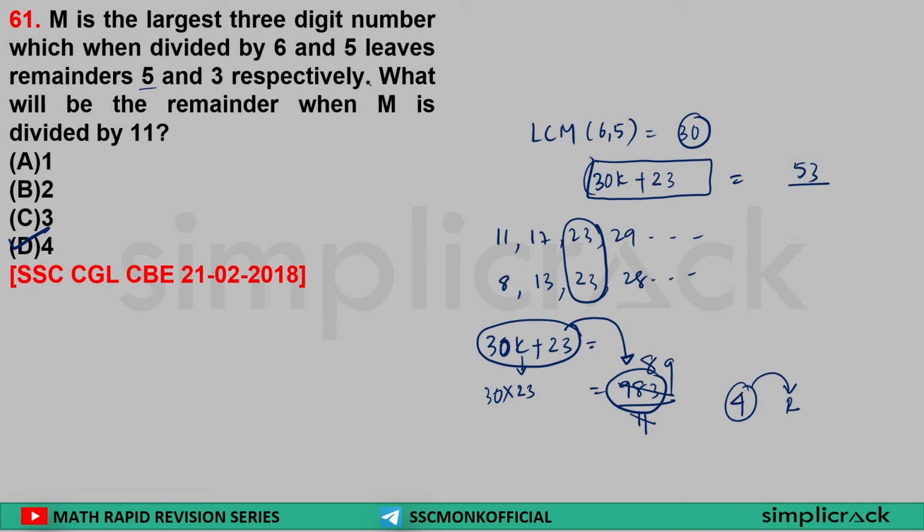Sir, 6 8s are 48, 5 is the remainder; 5 10s are 50, 3 is the remainder. So this formation always gives me this logic: divisible by 6, remainder 5, divisible by 5, remainder 3. With this logic, I tried to find the largest 3-digit number with this formation, and we got 983. So when I divide 983 by 11, I get the remainder 4.